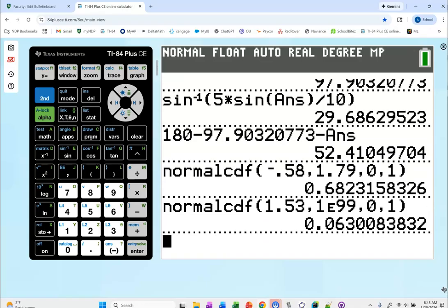That'll be my proxy for positive infinity. And so I have 0.0630, rounded to 3 sig figs. Does everybody feel okay?